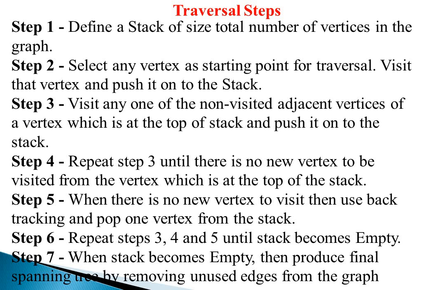So the same process will be repeated, right? Every time we apply the backtracking method, that vertex will be removed from the stack. When the stack becomes empty, that is the last step. When the stack becomes empty, we produce the final spanning tree by removing the unused edges from the graph. These are the steps, but it will be more clear when we use a graph.